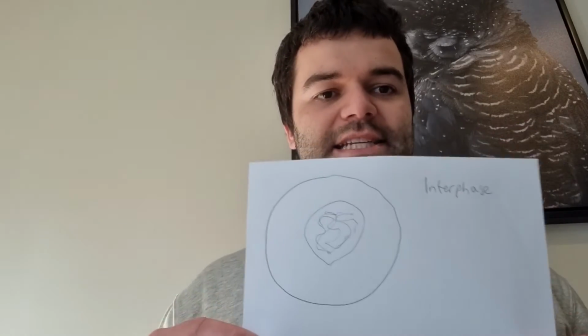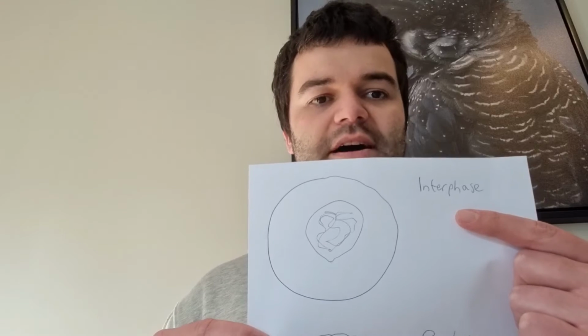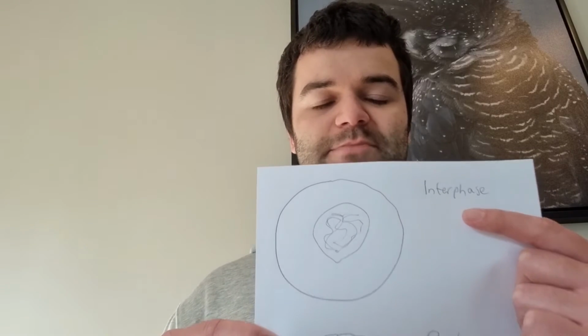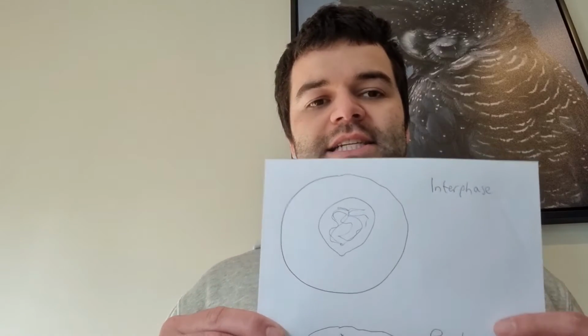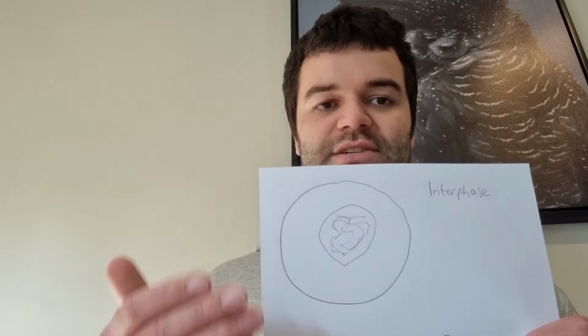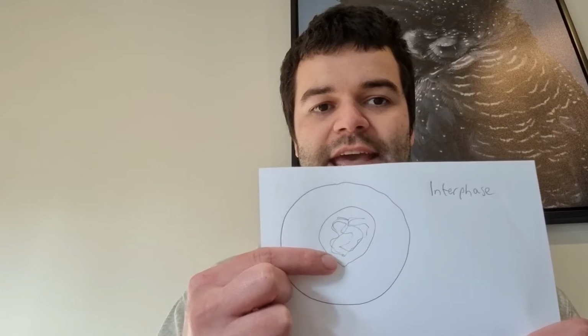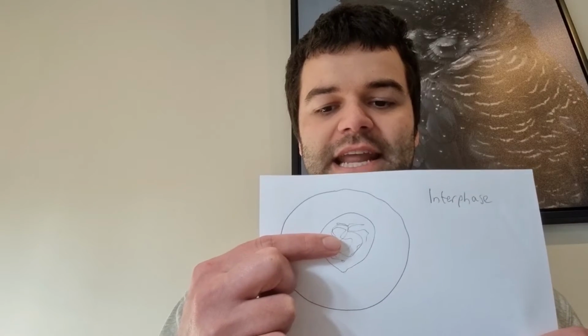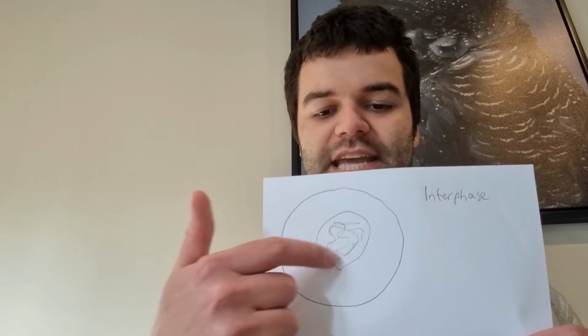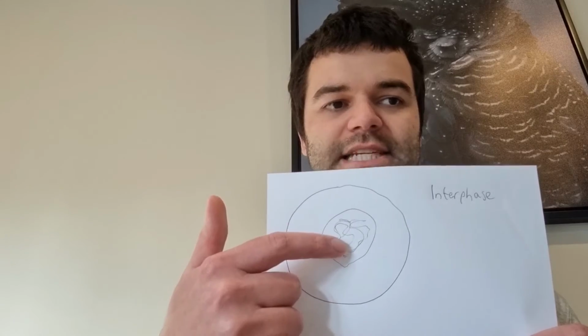But to begin with, I've got the interphase. Now, the interphase is technically not a part of mitosis. It's just what happens before mitosis begins. So at this stage, like I said before, the cell is just growing and replicating its DNA. At this stage, the DNA is just a sort of mass in the nucleus. The DNA hasn't formed the chromosomes that we normally associate with DNA. So it's just a mass of DNA in the middle of the nucleus at this point.